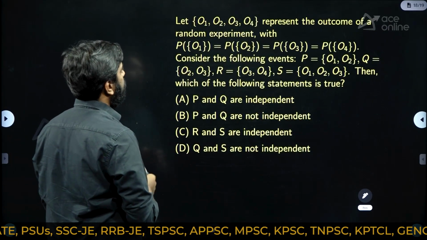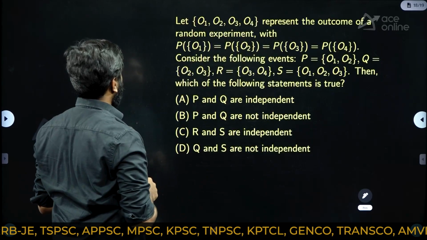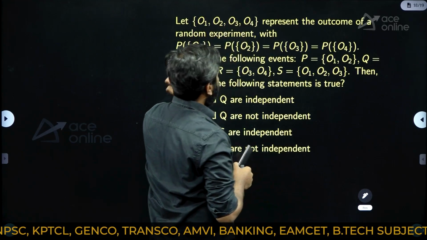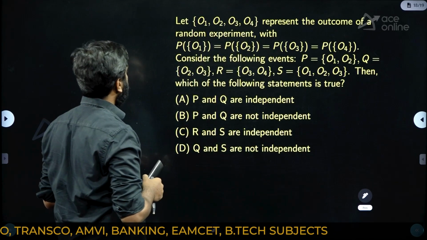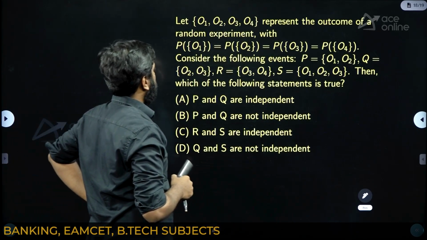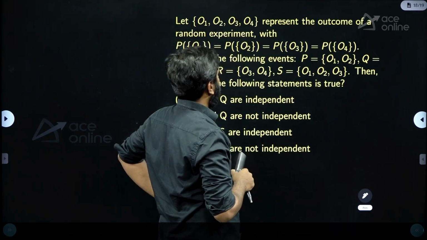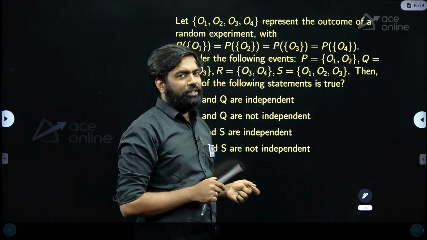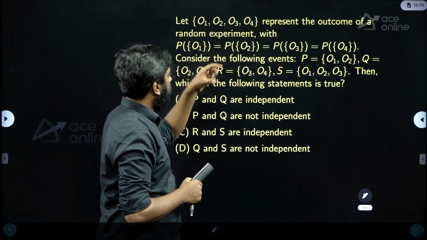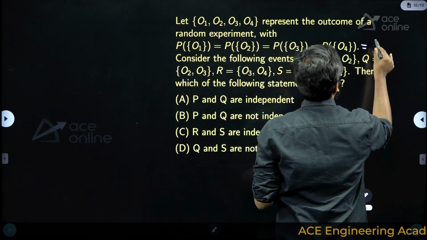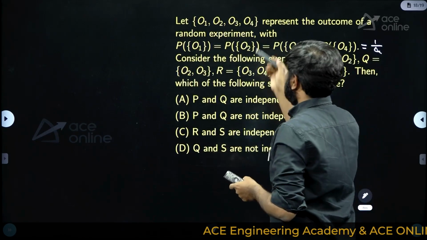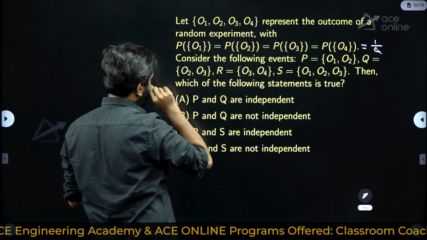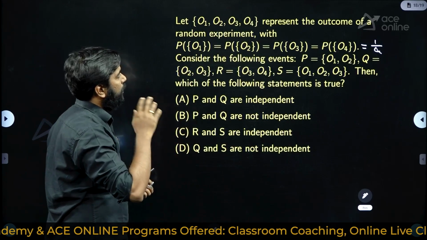So let's look at this question. What do they say here? They gave some sample points O1, O2, O3, O4 representing the outcomes of a random experiment. The probability of O1 is exactly the same as the probability of O2, O3 and O4, meaning they are equally likely sample points. So obviously each has to be equal to 1 by 4, since there are 4 equally likely points. And then there are some sets: P which contains points O1, O2.